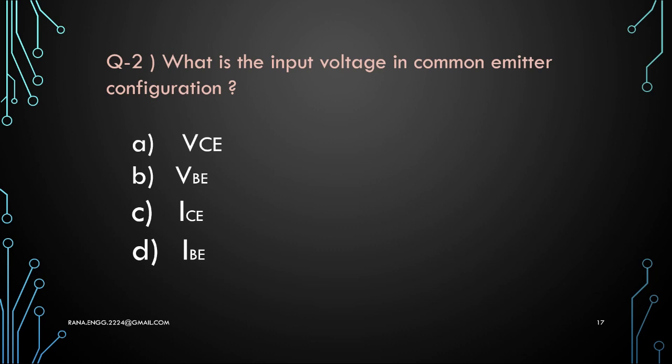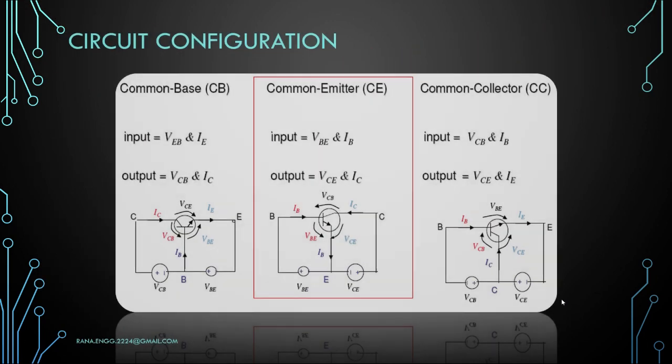In common emitter, who is the common part? Emitter is the common. So who is the input terminal? Base is the input terminal. So the answer is B. It is VBE, the voltage between base and emitter, that is the input voltage. So in common emitter, the input voltage is VBE, as we have seen now. Input current is IB and output current will be IC.